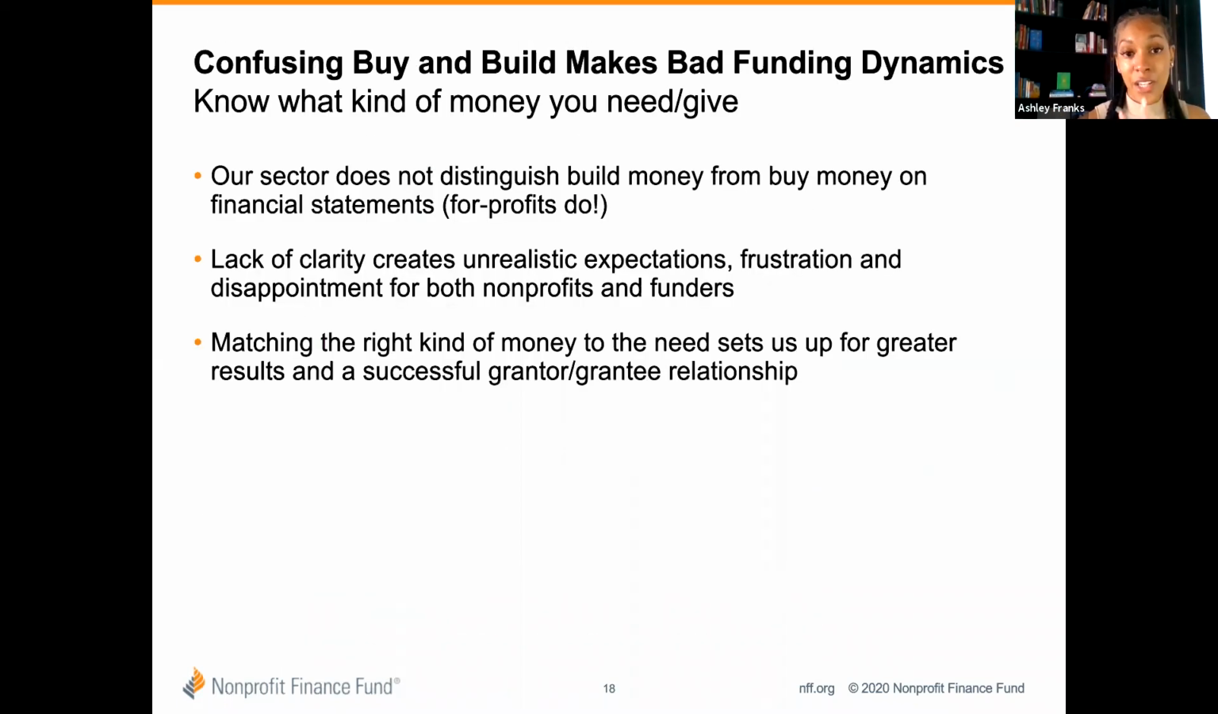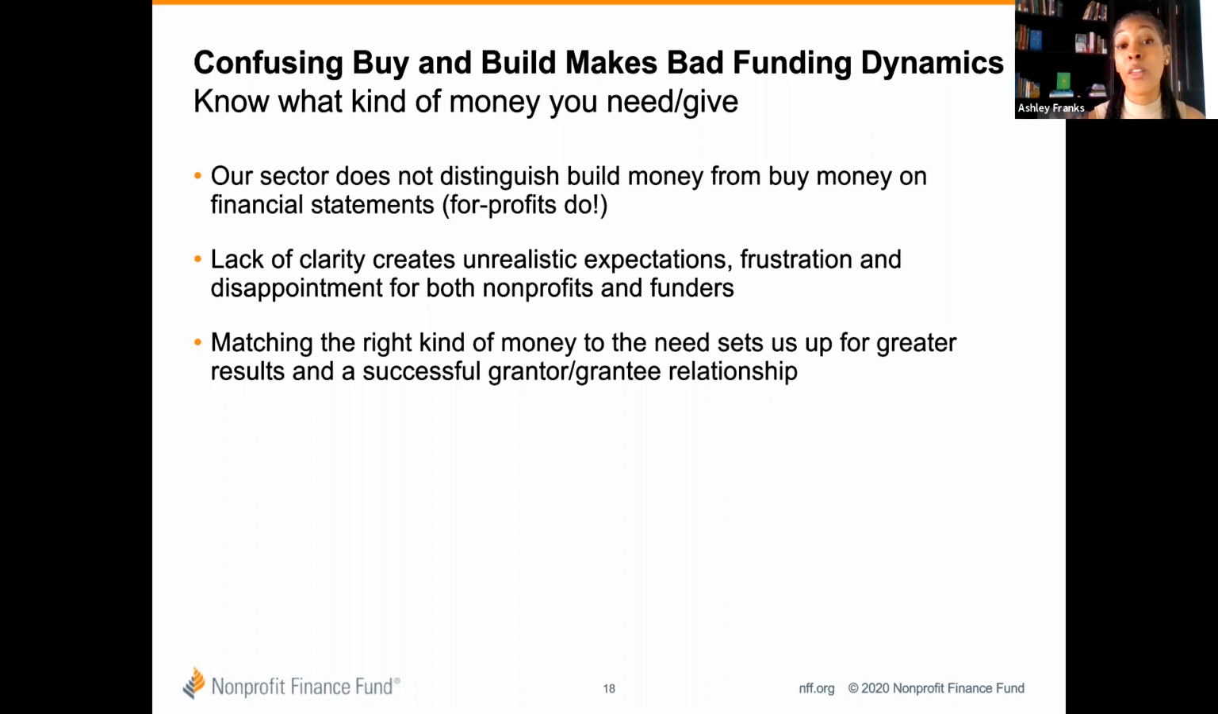We emphasize this distinction so much because it's really important to know what kind of money you need as a nonprofit. And it's important for funders to know what kind of money they're giving and what rights they have based on the kind of money they're giving, which we'll talk about in the next slide. These kinds of dollars are not distinguished in financial statements in our sector. They are in the for-profit sector. So it's important that we know the difference, right?